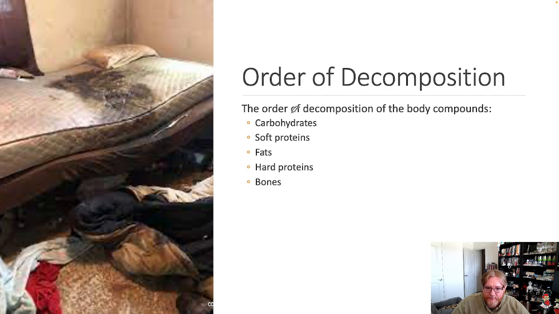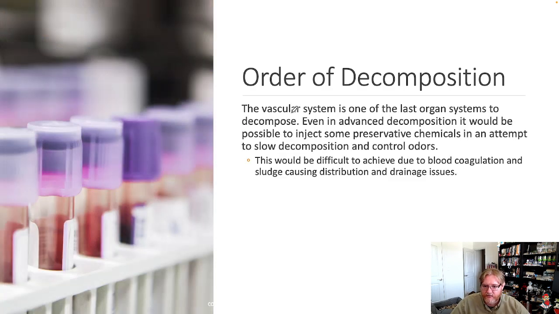The order of decomposition of the body compounds. Very important list. Carbohydrates, soft proteins, fats, hard proteins, and bones. Not hard to remember. Your body does not like to burn fat. It'll burn carbohydrates before it burns fat, right? So carbohydrates are up. Soft proteins, now it gets to the fat, then it gets to the hard proteins, and finally the bones will decompose.